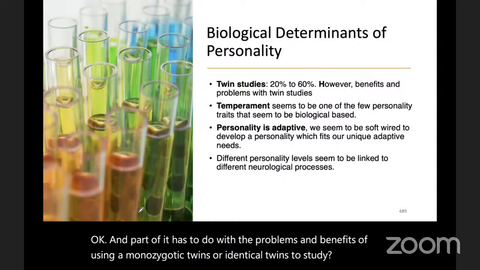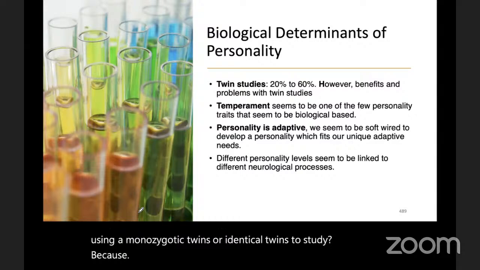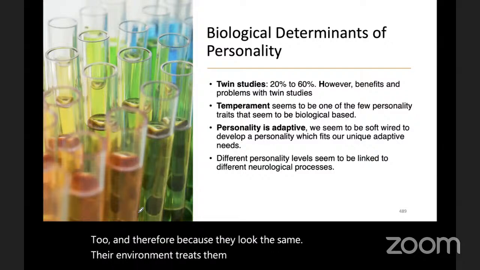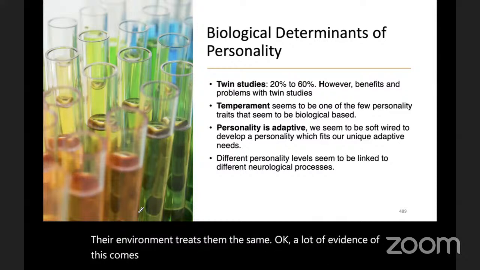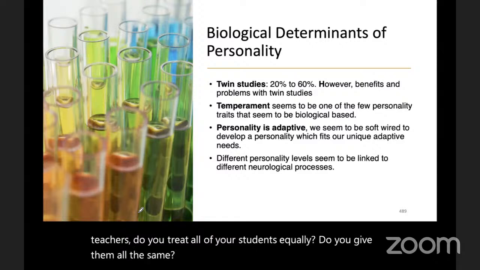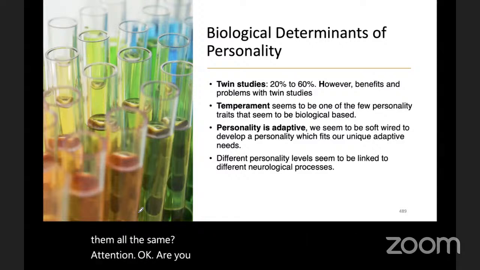Because monozygotic twins tend to look the same too. And therefore, because they look the same, their environment treats them the same. Okay. A lot of evidence of this comes from studies done with teachers. Okay. And so we go ask teachers, do you treat all of your students equally? Do you give them all the same attention? Okay. Are you what's called egalitarian with your students?